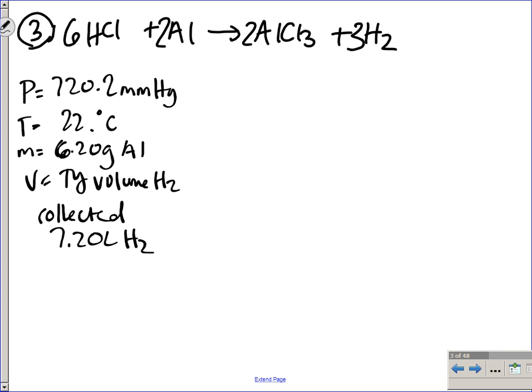What was the first thing you guys chose to do? Yeah, it's number 3. Okay, so we changed them all into units that would correlate to our value for the ideal gas law. So our value is 0.0821 atmosphere liters per mole K.